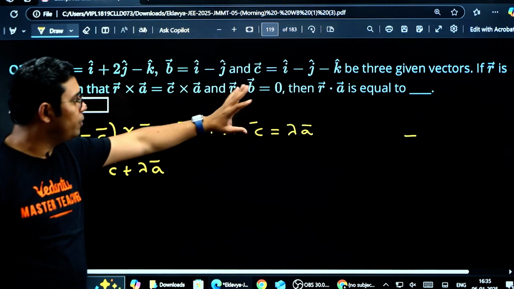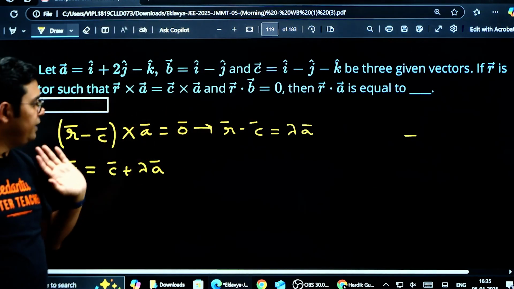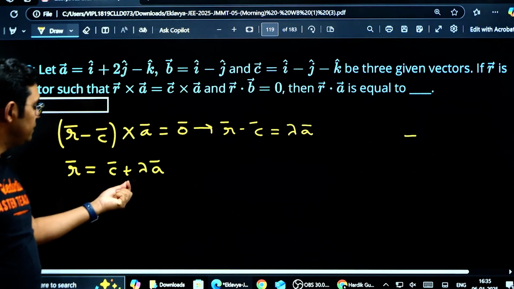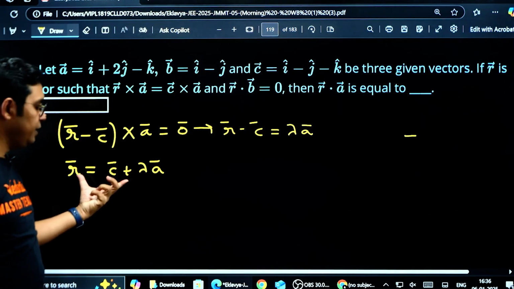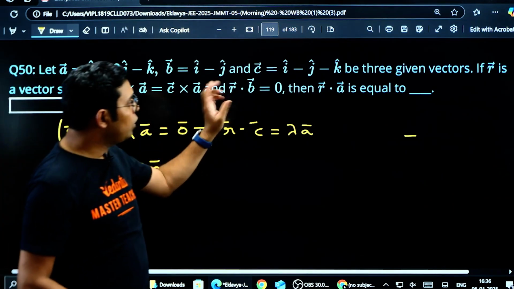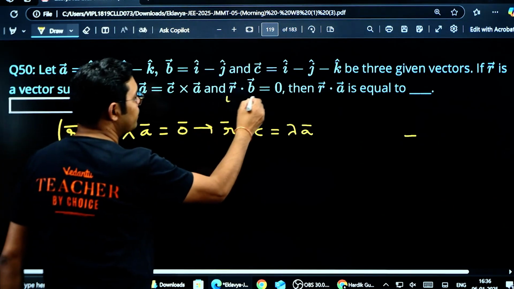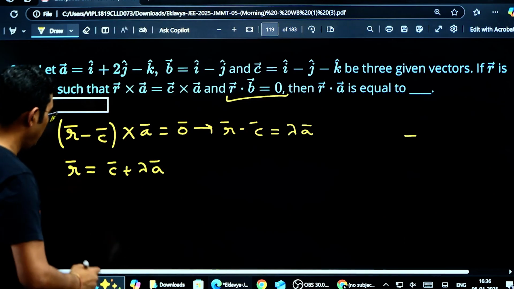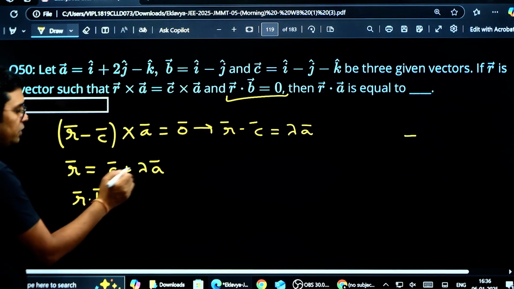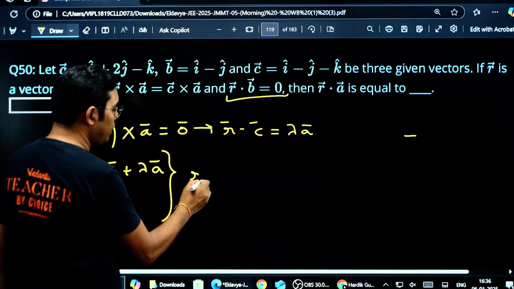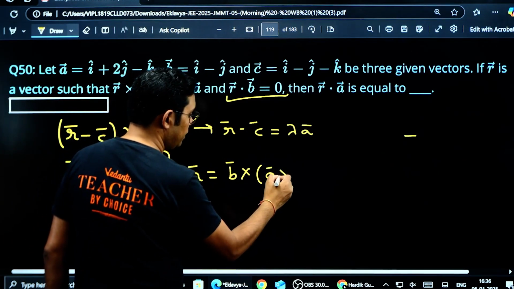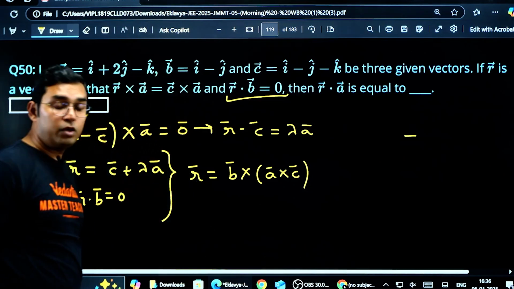Now from this, r dot b and making the equation, you can get the answer. But I'll tell you one more method. Please see, r can be seen as in the plane of a and c because it is a linear combination of a and c. And r dot b is 0. That means r is perpendicular to b also. So combining these two, r dot b equal to 0 and r in the plane of a and c, I can write r to be equal to b cross (a cross c).